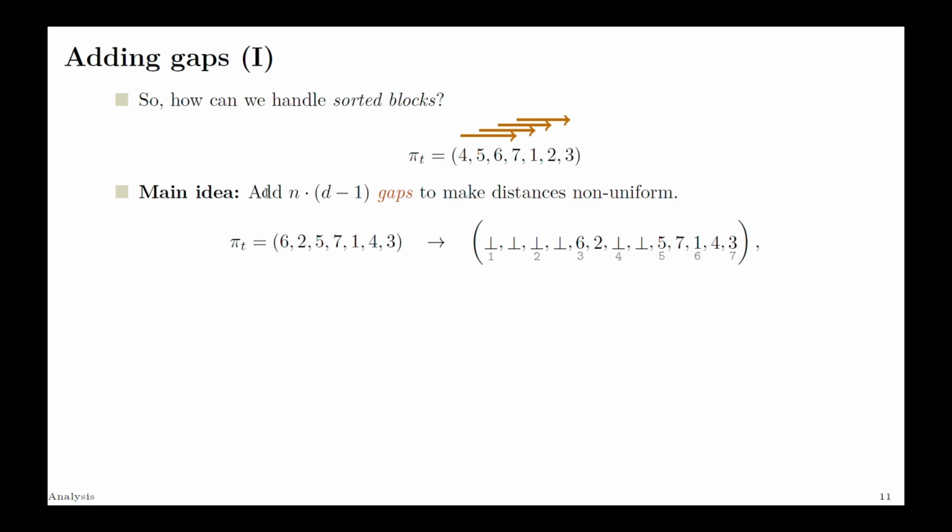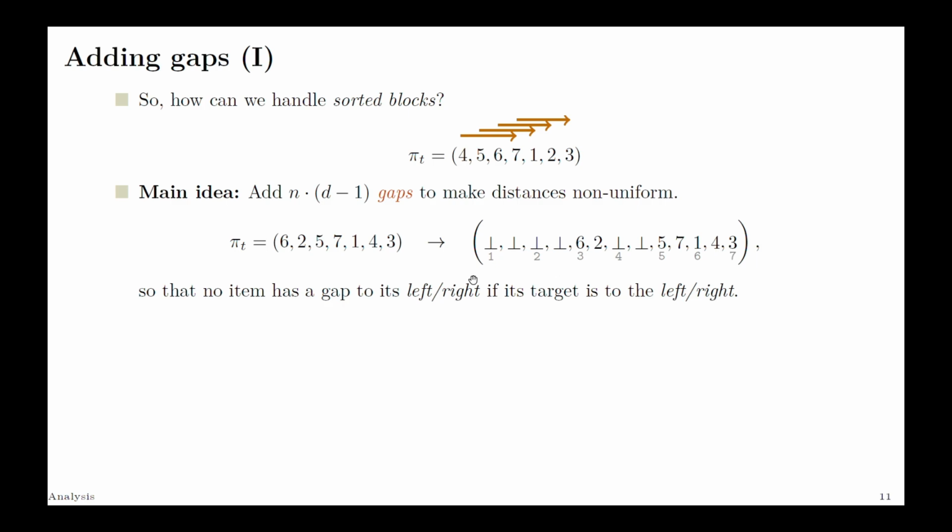So the main idea that we use is to introduce these dummy elements, which we call gaps, and try to make these distances non-uniform. I will clarify what non-uniform means in just a moment. So let's say we have this permutation here, and we are adding 6 gap elements. Here the targets are denoted by these subscripts, and they're evenly spaced out.